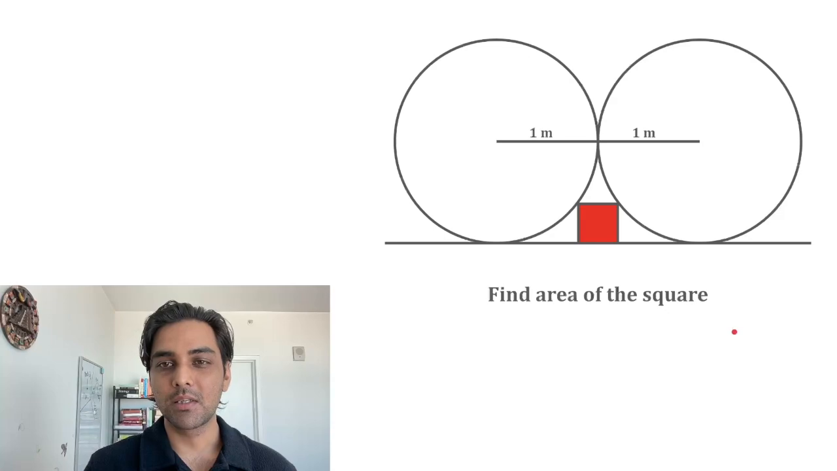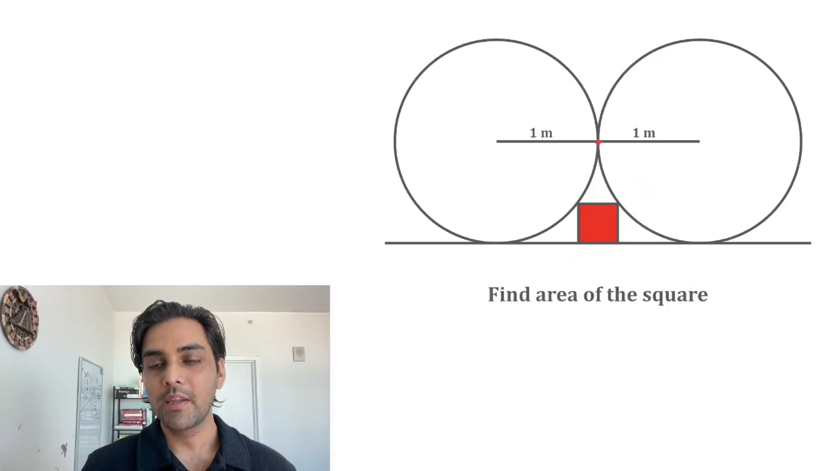We have two circles of radius 1 meter each sitting on a flat surface. The circles are touching at this point here. In the area formed between these two circles and the flat surface, there is a square which is also sitting on that surface. The corners of the square are touching the two circles. The question asks us to find the area of the square.